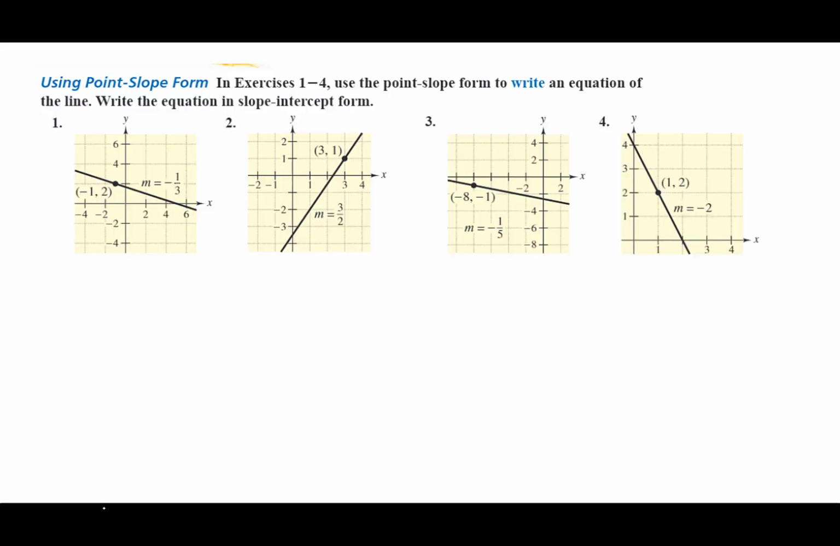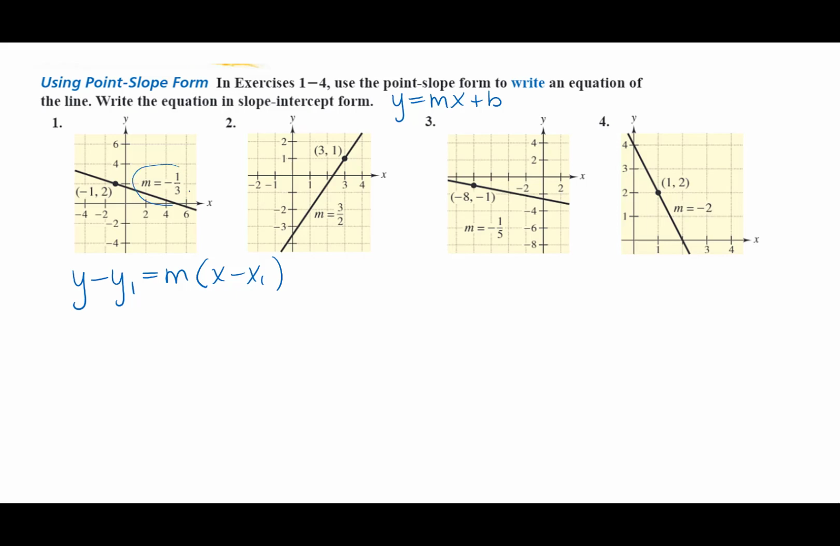Okay, the instructions here say use the point slope form to write an equation of a line, and it says write the equation in slope-intercept form, which we've already done a lot with so far. Remember, slope-intercept form is in the order y equals mx plus b, but we're going to use the format y minus y1 equals m times x minus x1. That's where we're going to start, but the end product needs to be in slope-intercept form.